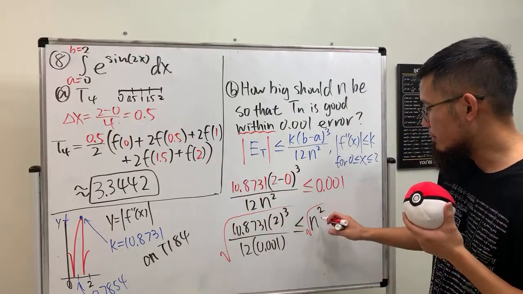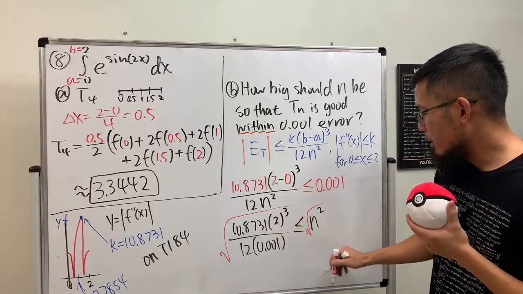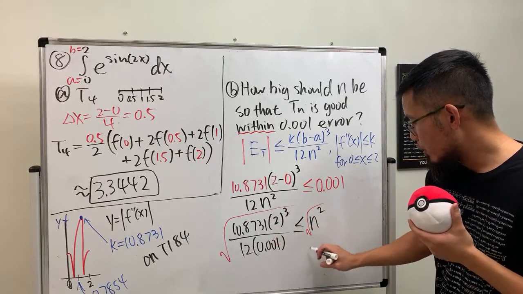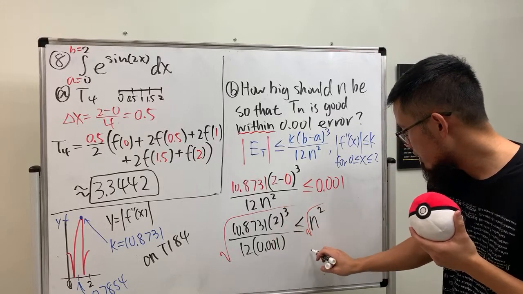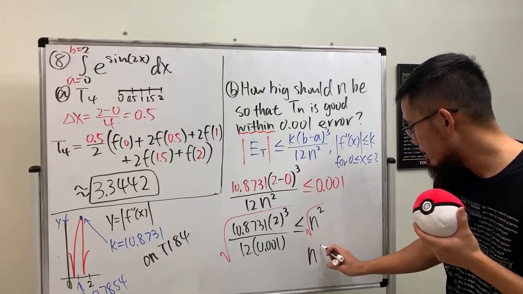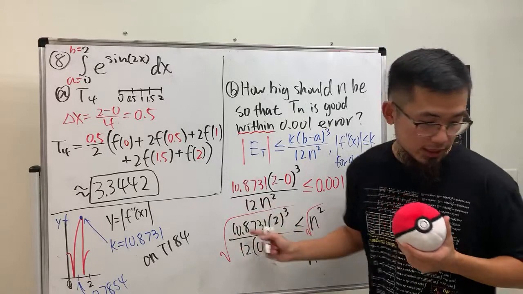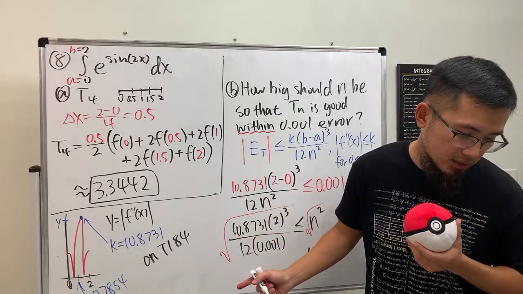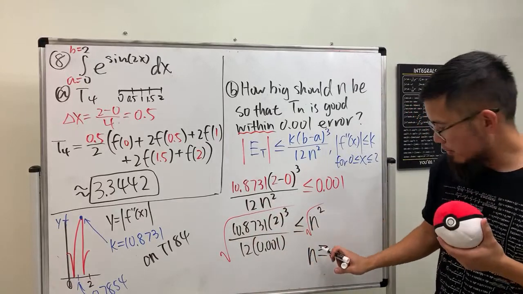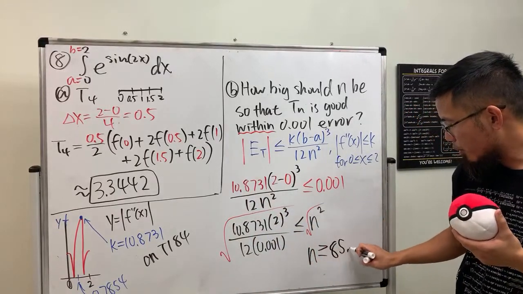And all we have to do is enter that on the calculator, and you will see, by reading backwards, that n has to be bigger than or equal to... Work that out on your calculator, you get approximately 85.13.